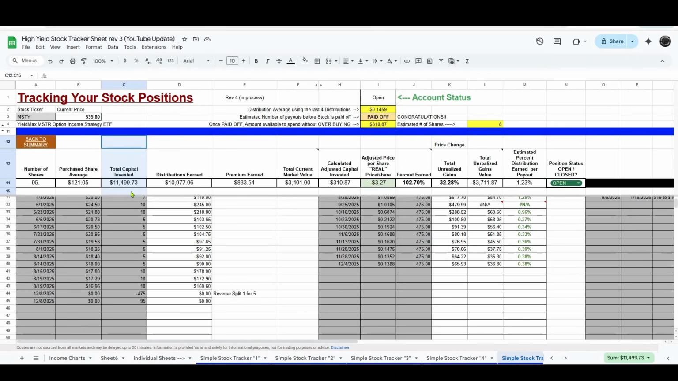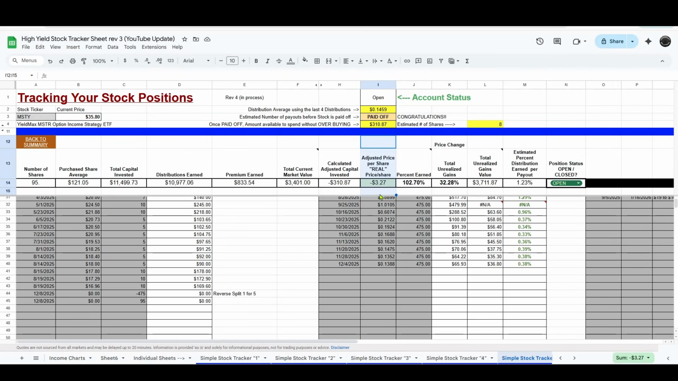My capital that I have invested is $11,000, almost $500, right? But look at the distributions I've earned and the premium I've earned. That more than covers the capital invested. So that is why it is in paid off status. So I really don't care what this purchase price is right here. And that's the purchase share average, right? That just takes the average of these purchases. I could care less what that is. I really care about what this is.